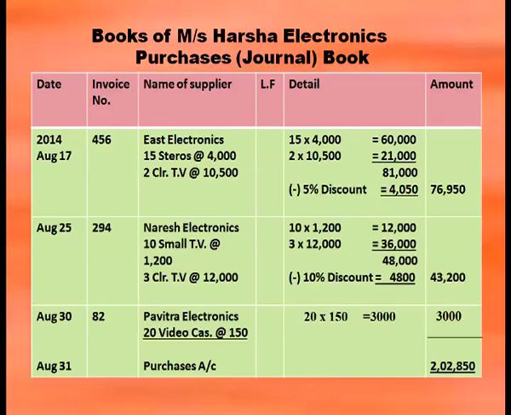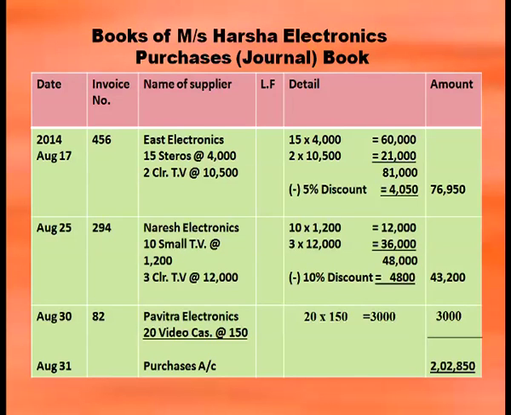Then, 81,000 will be the total purchase from East Electronics. For this 81,000, you have to calculate trade discount of 5%. 81,000 into 5 by 100, 4,050. 81,000 minus trade discount 4,050 will give you 76,950.